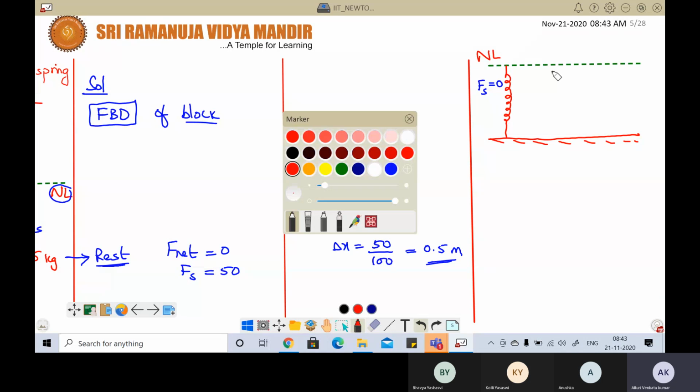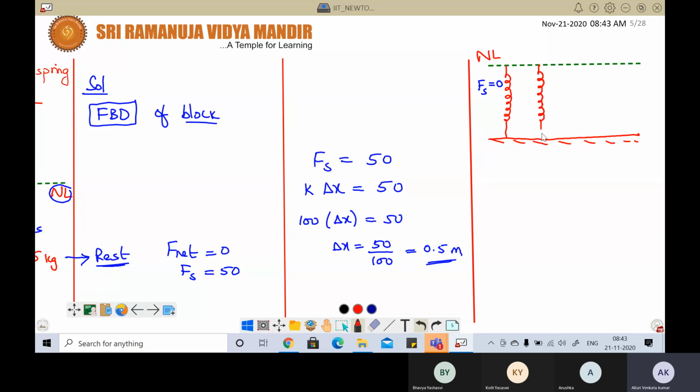Now what I'm doing is I am applying a force. I'm putting a block of mass 2 kg on the spring. What will happen to the spring? It will elongate. Compress. Now how will it elongate? How can it go upward? It is attached to the ground. This spring is attached to the ground here.